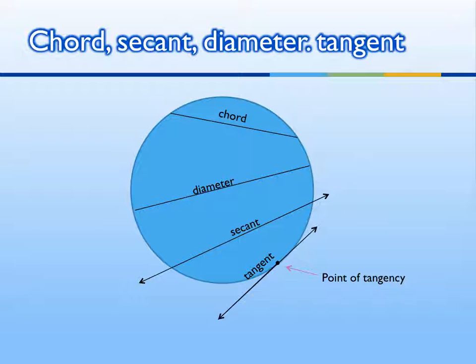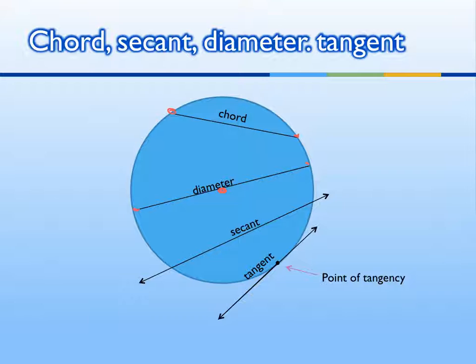Okay, so the next slide actually has a picture of everything here. Nice, organized circle here. So we have the chord. Remember, the chord is a segment, and it goes from one edge of the circle to the other. We have the diameter. We don't have the center in here, but remember the diameter must go through the center. And again, it goes from edge to edge.